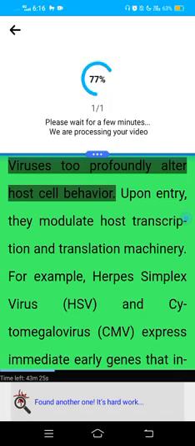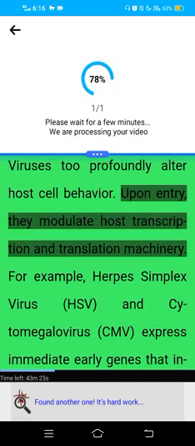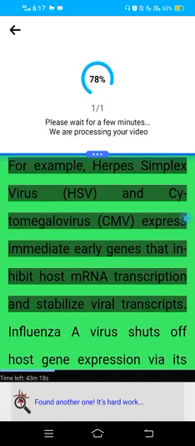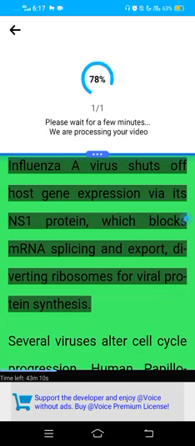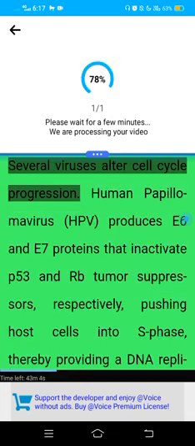Viruses too profoundly alter host cell behavior. Upon entry, they modulate host transcription and translation machinery. For example, herpes simplex virus, HSV, and cytomegalovirus, CMV, express immediate early genes that inhibit host mRNA transcription and stabilize viral transcripts. Influenza virus shuts off host gene expression via its NS1 protein, which blocks mRNA splicing and export, diverting ribosomes for viral protein synthesis. Several viruses alter cell cycle progression.